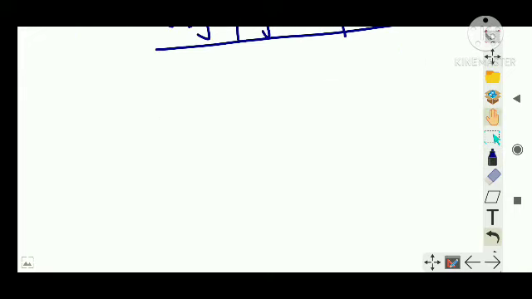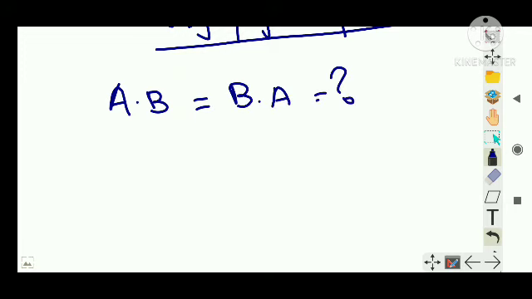Clear? Now, since we covered these portions already, that's why I'm speeding it up. Now, someone asks you whether a dot b is equal to b dot a or not. How would you prove it?